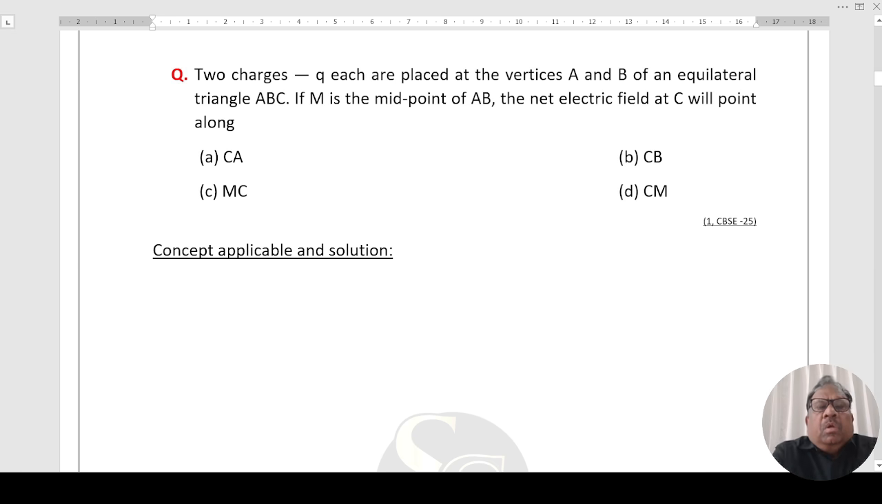Now let's start with the question discussion. Question is, two charges minus q each are placed at the vertices A and B of an equilateral triangle ABC. If M is the midpoint of AB, the net electric field at C will point along. Four options are given to you, one of the options is correct. Question is taken from CBSE paper 2025.